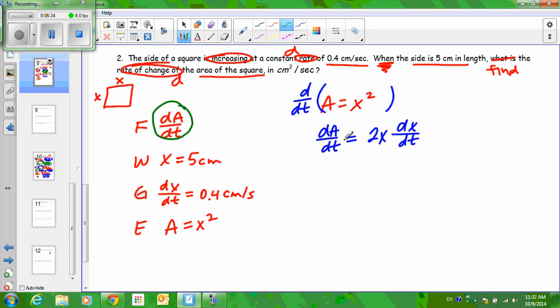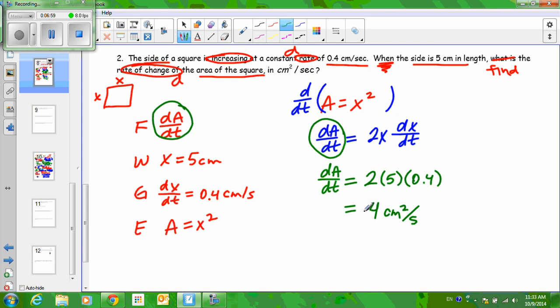Remember, we're trying to find dA over dt. We did all the hard work. Now we just got to plug everything else in. So dA over dt, that's what we're looking for. x, I should have, and I do, it's 5. dx over dt, that's 0.4. So this ends up being 4. And again, you got to think about dA, area, that's going to be square centimeters, or centimeters squared. T is time, they told us that was seconds. Okay?